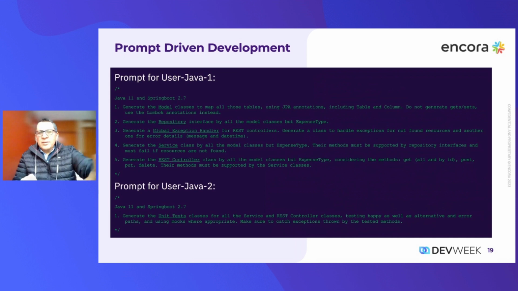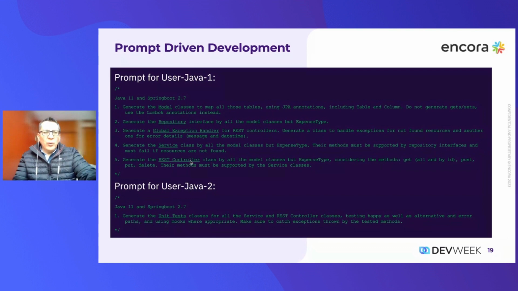Okay, so here we have the prompt for the user part. We are splitting the user part in two. In the first one, we are setting the language, Java 11 and Spring Boot. Subtasks: the first one is to generate the model classes, the repository for the second, global exception handler for the third one, service for the fourth step, REST controller for the last one. We are setting our expectations in a structured way.